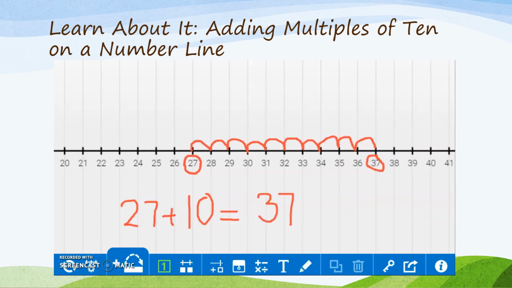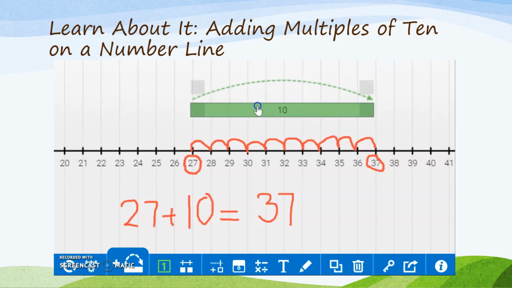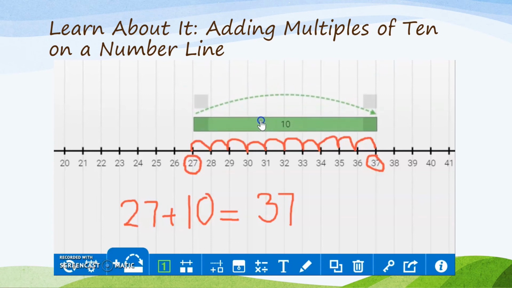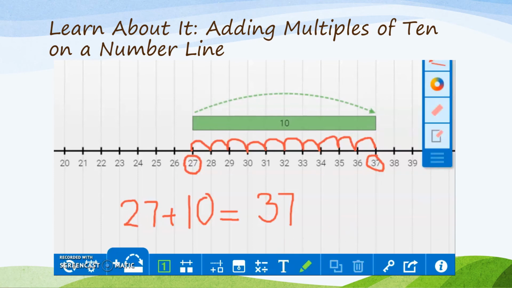However, if you can remember that 27 and 10 more is 37, we can skip count in one big jump to show that we are adding a 10. Isn't that much easier to do it that way? And it's much faster too. And I know I'm correct because when I look back at my answer, I can see that 27 has 2 10s and 7 ones, and 37 has 3 10s and 7 ones.